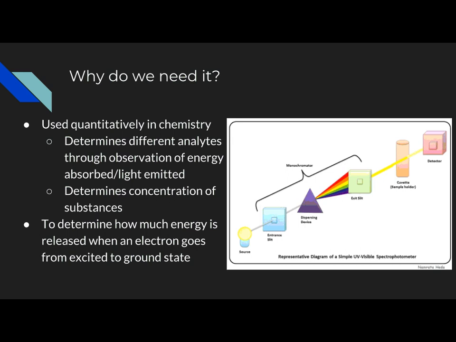So UV spectroscopy can be used in chemistry for determining different analytes when you pass light through the solution, and you can also determine the concentration of different substances based on how much light passes through. Whenever you shine the light, you measure it through the cuvette, and the detector will tell you how much of the yellow light is passing through. And like Margaret said, you can also determine how much energy is released as the electron goes from the excited to ground state and which color is produced.